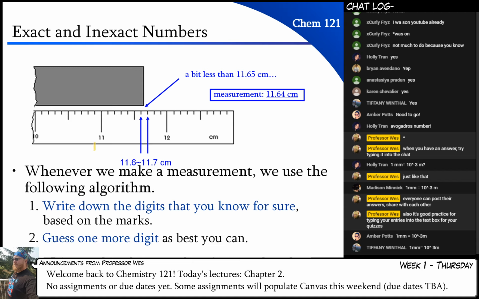Then I'm going to guess one more digit past that as best as I can based on what I see. Because this looks like it falls a little bit before the midpoint, I guessed 11.64 as my measurement. So what this means is that the marks are going to govern how your measurement is written down. You're going to write down the value based on the marks, and then you're going to guess one more digit than the marks tell you, because your object will fall between those marks, and you can guess that number. But you can't guess any more than that.